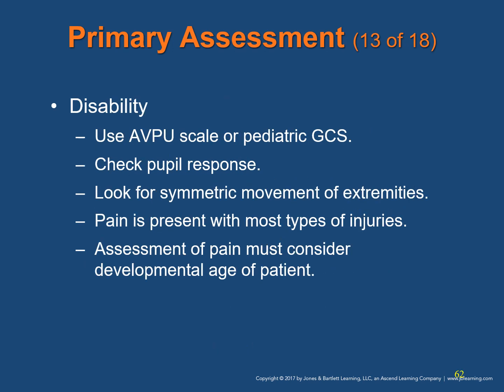Disability. Use the AVPU scale or the pediatric Glasgow Coma Scale to assess the level of consciousness. Check the responses of the pupils. A normal pupil constricts after a light stimulus. Pupillary responses may be abnormal in the presence of drugs, ongoing seizures, hypoxia, or brain injury. Look for symmetric movement of the extremities.